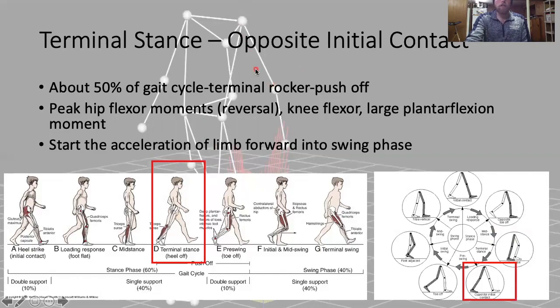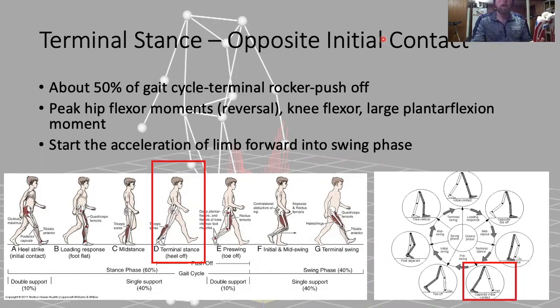So in terminal stance, we're going to see our terminal rocker push off, right? And what is a terminal rocker push off? Your terminal rocker push off is the opposite of initial contact. So we've been flat on the foot, we've rocked over the foot, and now we're doing our push off, our toe off, to get ourselves to push off of that right leg that we've come through stance phase.